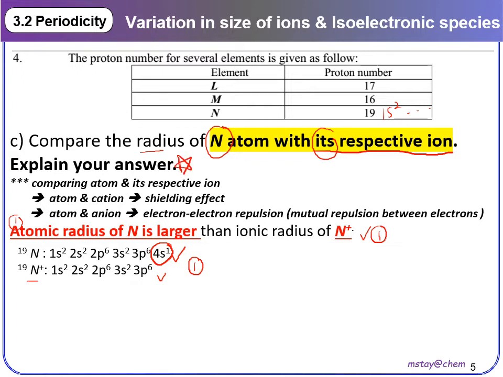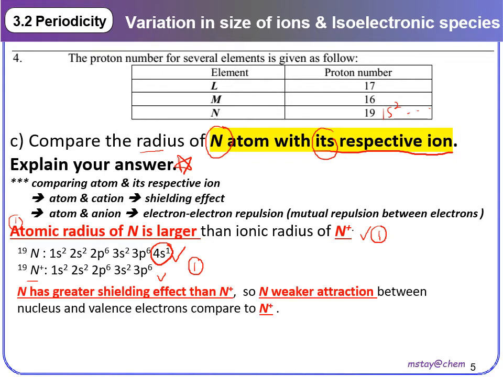If you look at the question here, you will notice what I write down here is similar with the previous slide when we discussed about the size of atom and also the cation ion. The difference here is I will include the element N in my explanation. For example, N has greater shielding effect than N plus. Therefore N has weaker attraction between nucleus and valence electron compared to N plus. We always put in the requirement of the question in our explanation.